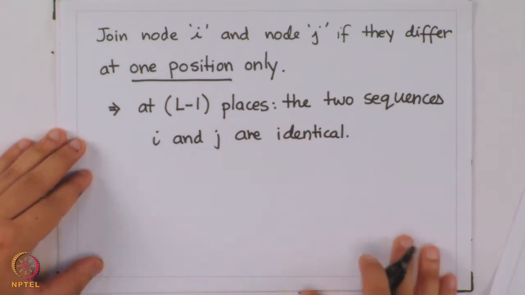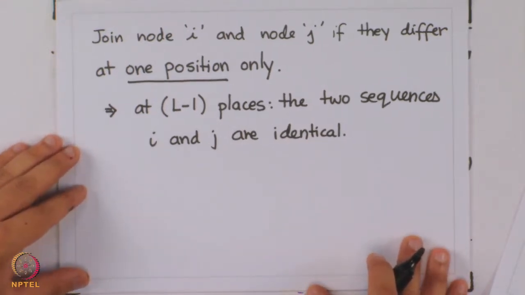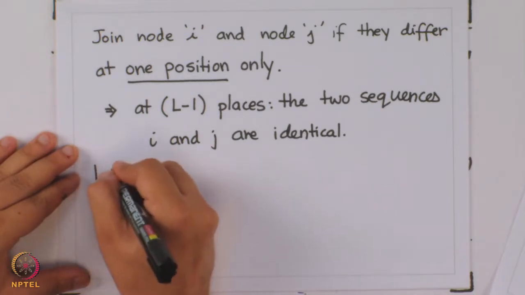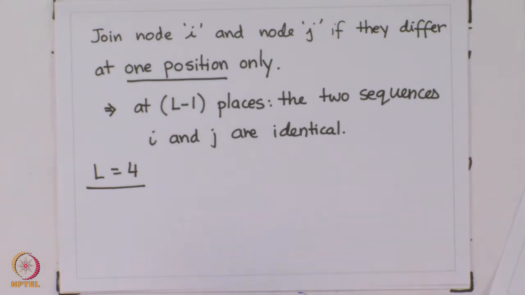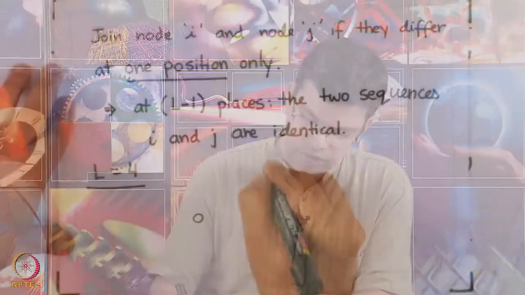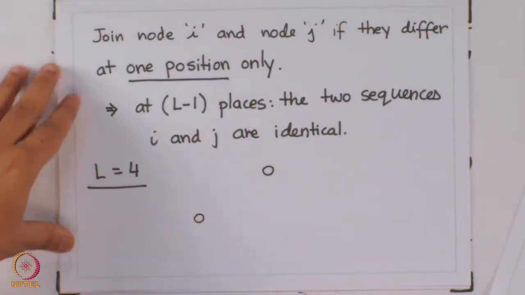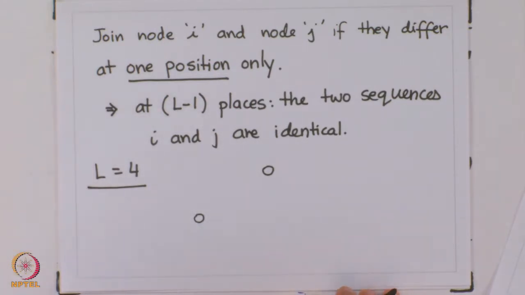Let me make that clear again. Let us say L is equal to 4, that means I am only interested in understanding sequences of length 4. Then the total number of sequences that I am going to end up with is 4 to the power 4, which is 16 times 16, which is 256. So, I will have 256 nodes drawn on the plane of my paper. Each of these nodes represents a particular sequence, and I join two nodes if they differ at one nucleotide position only and the remaining 3 are the same.